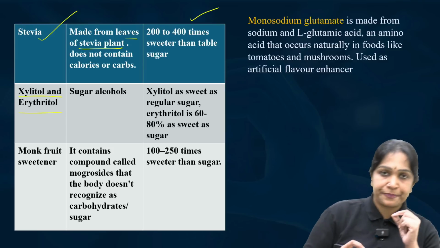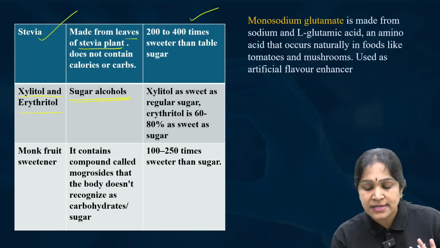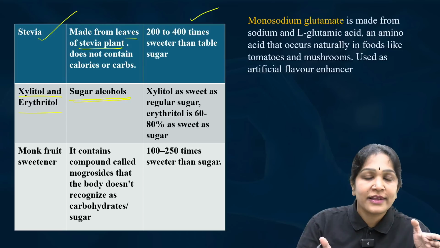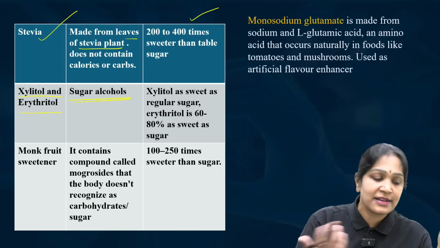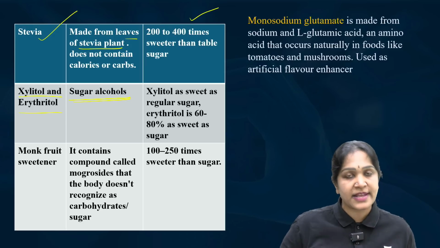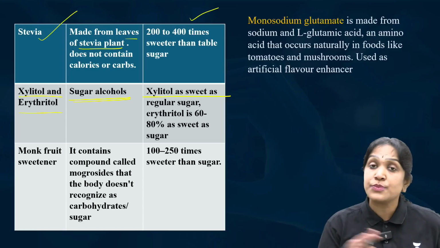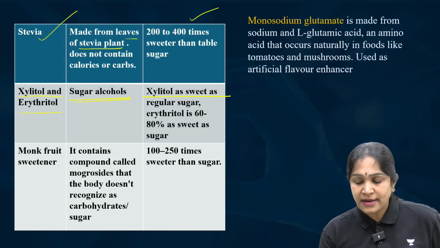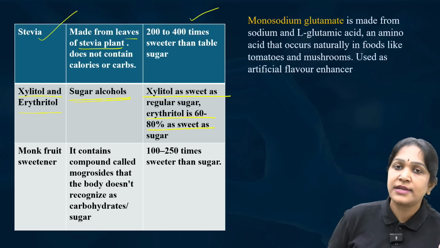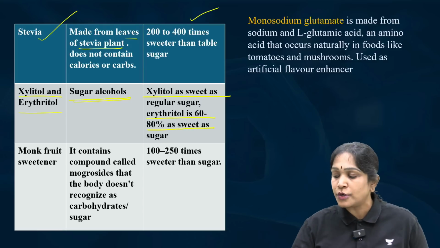Xylitol, erythritol, what are they? Take a sugar, add an alcohol to it. They are sugar alcohols. Means they are sugars only, but modified sugars, so that our body will not recognize it as a sugar. The innocent body will think that it is not a sugar. So it also cannot increase the sugar level, but it will taste sweet. Xylitol is just like the table sugar, not sweeter than the table sugar, but erythritol is only 60 to 80%. I mean, erythritol is less sweet than the table sugar. You have to consume more erythritol for the food to taste similar.